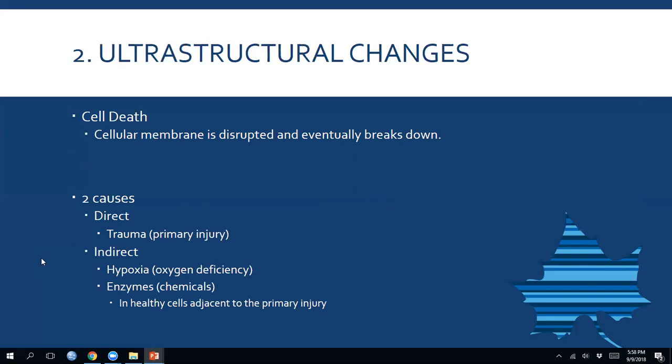Or we have indirect, and this is caused by 2 specific things. Either an oxygen deficiency, known as hypoxia, where there's not enough oxygen in the area, or enzymes, which are chemicals. And what happens is healthy cells that are near the injury site can also be damaged from it. It's that same idea as if something occurs around you, even if you are not primarily in the event, it still can affect you.